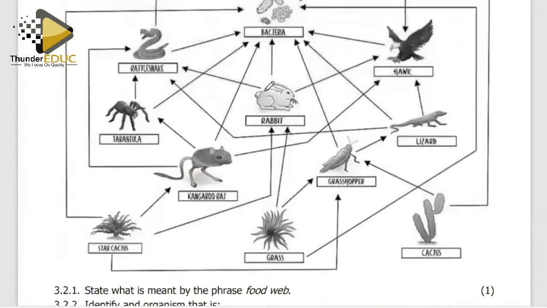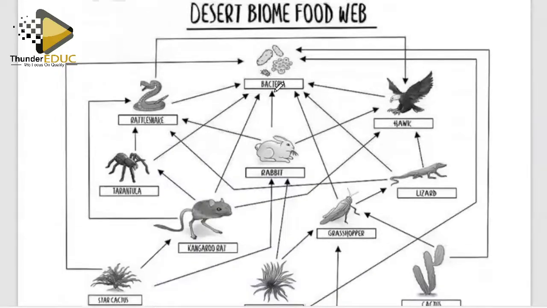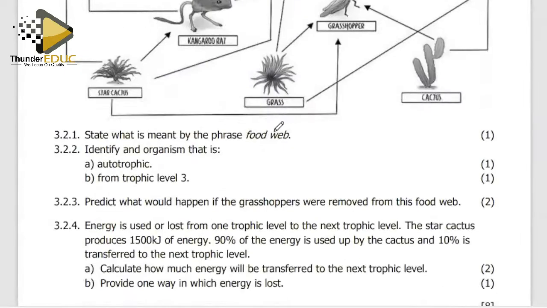The last question is about the food web. All right, they're saying state what is meant by the food web. A food web is the interconnection of food chains of organisms in an ecosystem. So it's just many food chains interconnected.